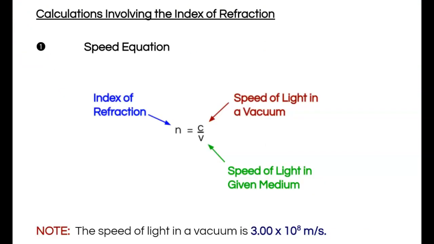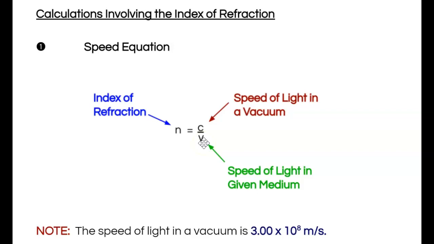Okay, so looking at calculations involving the index of refraction, we're first going to look at what is called the speed equation. The speed equation relates the index of refraction, which has the variable n, to the speed of light in a vacuum, or in the emptiness of space, to the speed of light in that new medium. Okay, so like glass or ice or olive oil, etc.